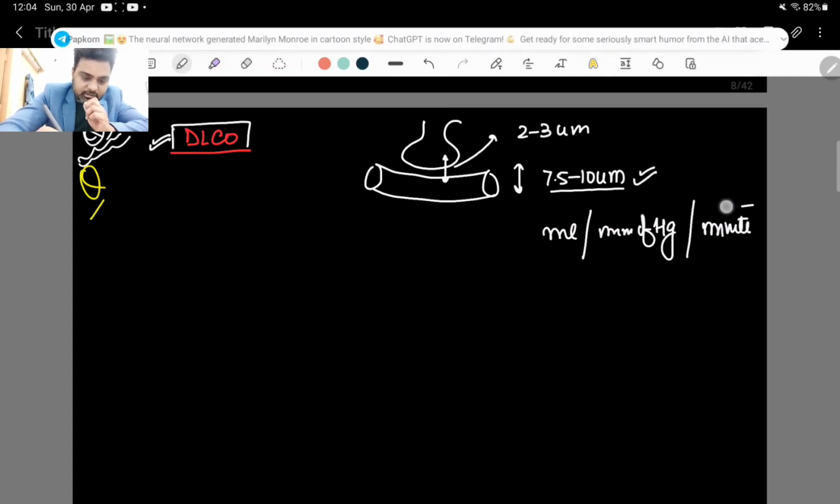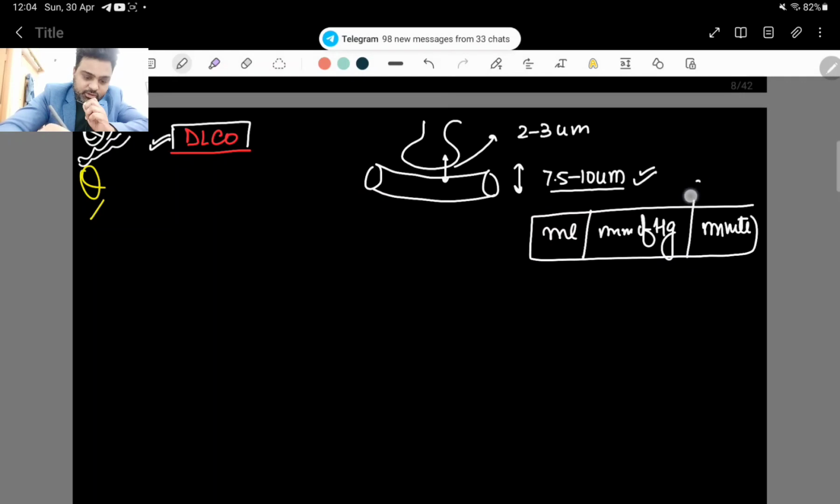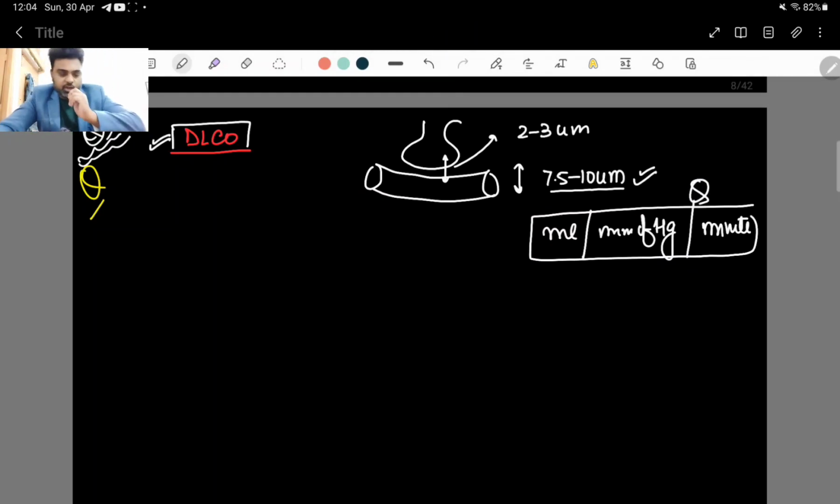So this is the DLCO unit. Sometimes this can be asked, what is the unit of DLCO. So the more the diffusion, the more will be the DLCO. The lesser the diffusion, the lesser will be the DLCO. So DLCO helps us in differentiating a lot of things.